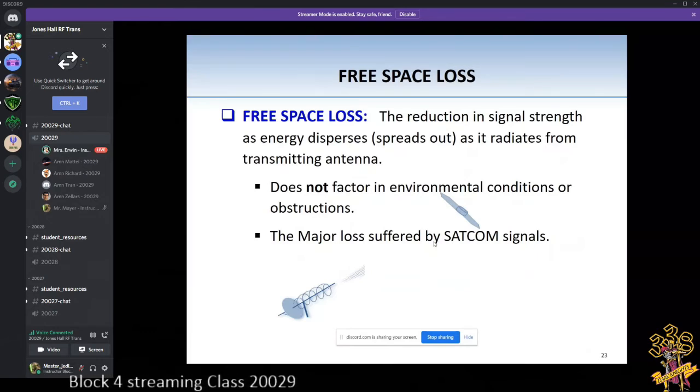That's free space loss. Reduction in signal strength as your energy disperses or spreads out as it radiates from this transmitting antenna to the receiving antenna. It does not factor in anything environmental, strictly just the signal spreads out. So because there is so much space between your SATCOM antenna on the ground and your satellite, free space loss is the major loss for SATCOM.